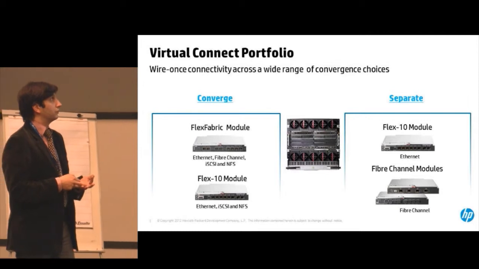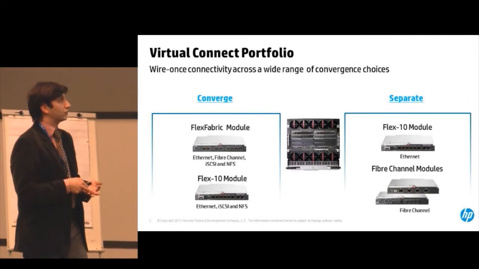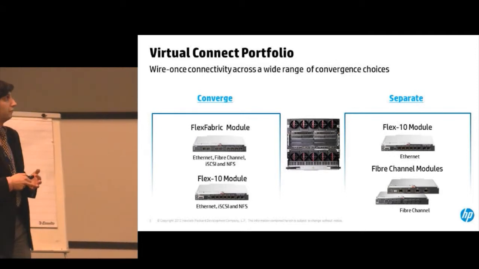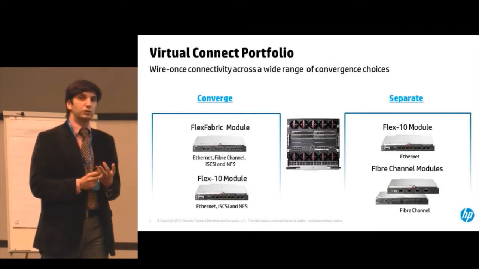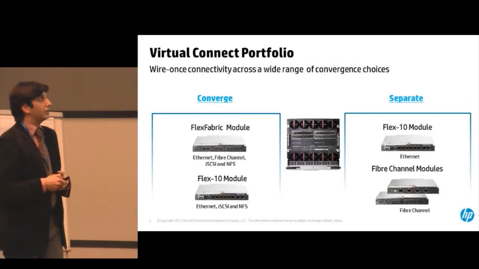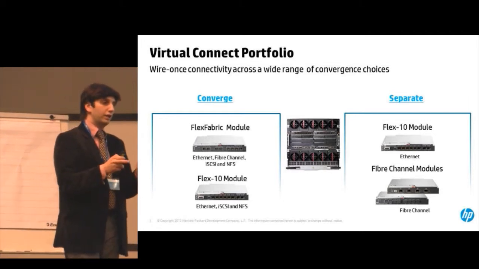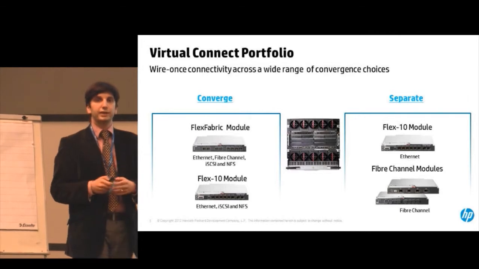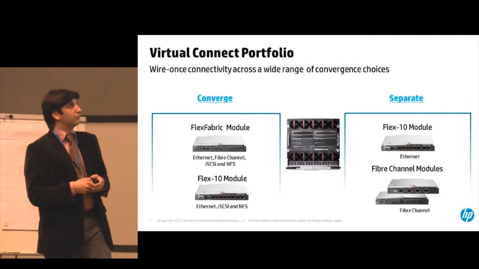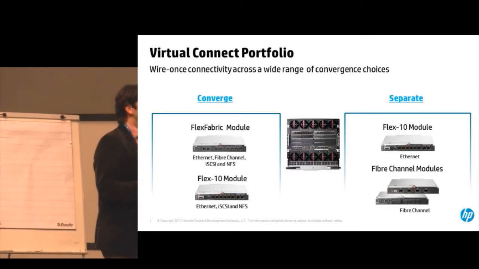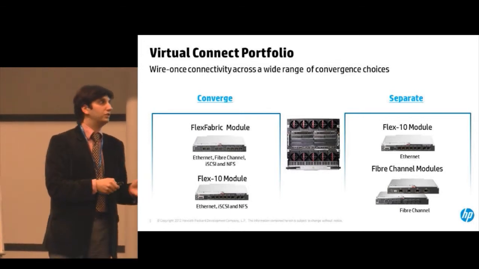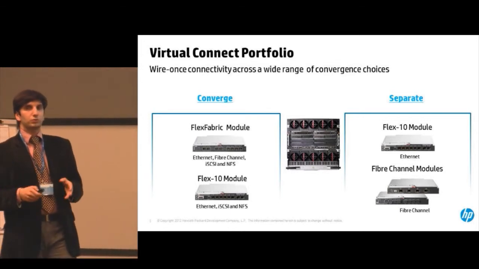And if you do not require Fibre Channel, if, for example, you're using iSCSI or NFS for storage access, you can also have a bit simpler version, which is Flex 10, which takes away the Fibre Channel component of it. But if you would still like to keep separate connections for your LAN and SAN, we can still give you an option to use separate connections, which would be the Flex 10 module for your Ethernet needs and the Virtual Connect Fibre Channel modules for your storage area networking.